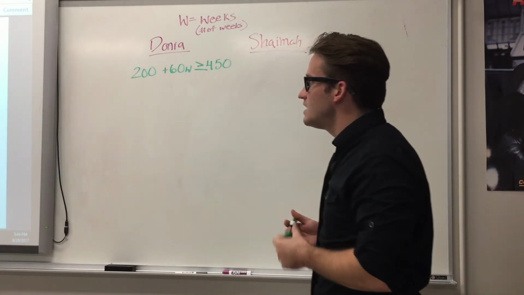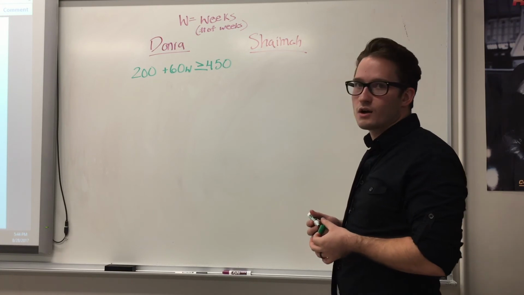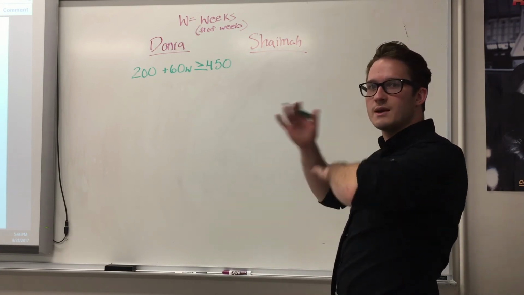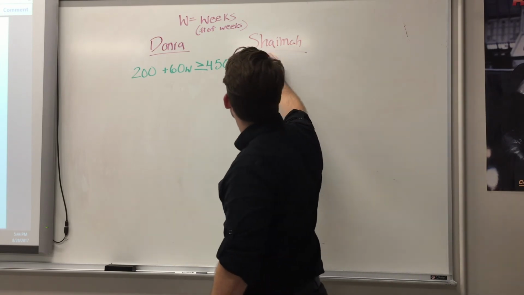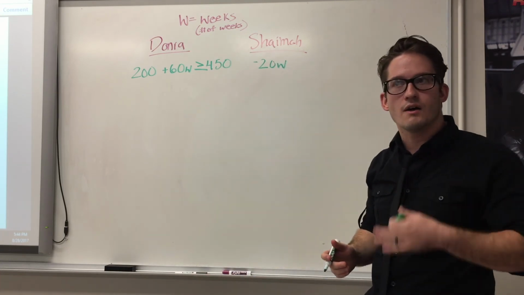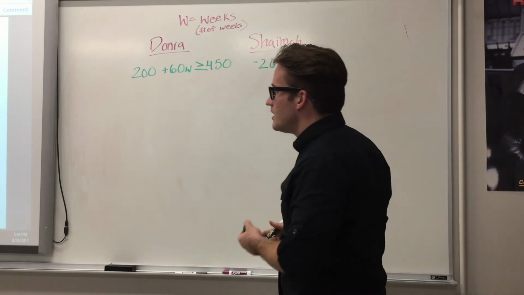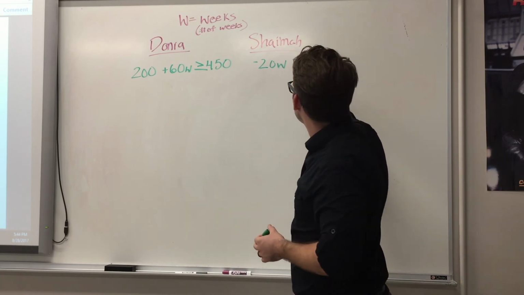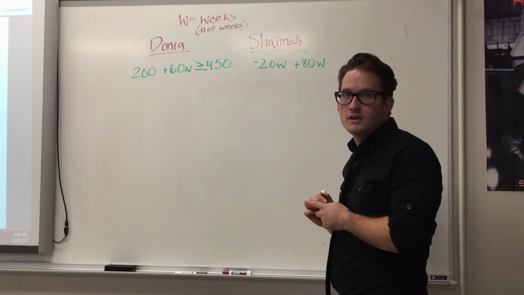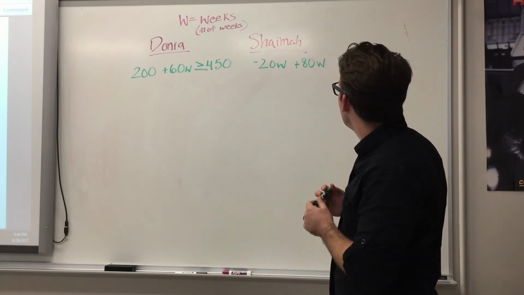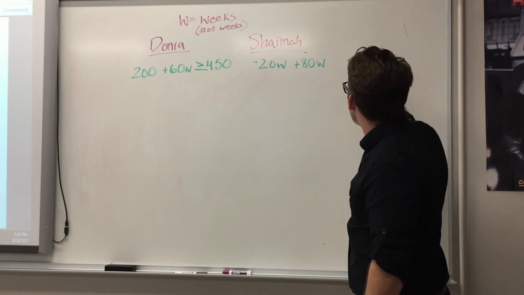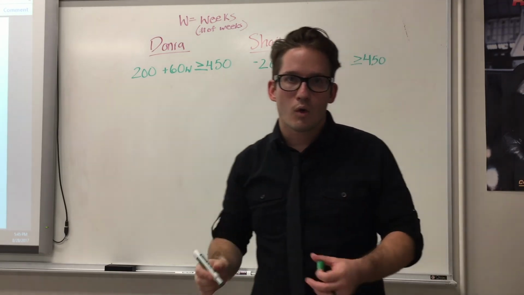For Shema, it's a little bit different. Shema had to pay $20 each week for gas. But she's paying, that means she's losing money. That's why we can think of her as -20, because she's losing $20 a week to get to this job. But at that job, she ends up earning $80 per week. Now, she needs at least $450. So that's the idea of greater than or equal to.